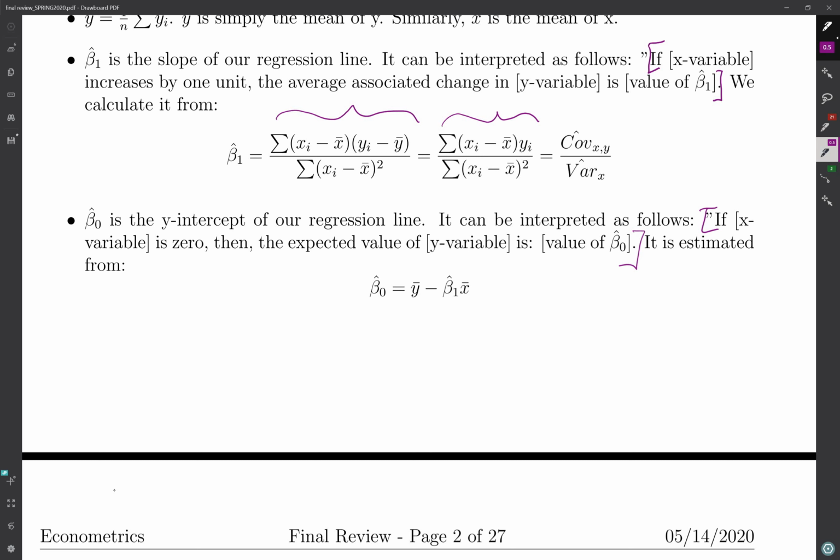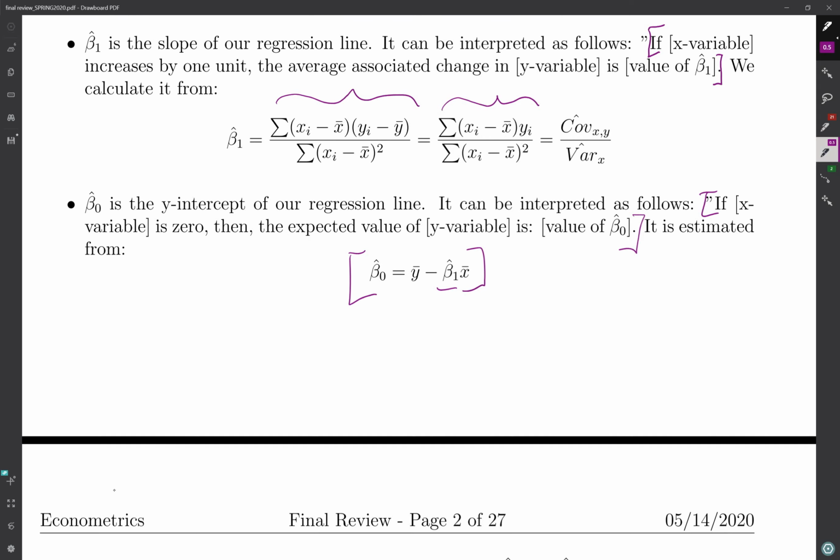If the x variable, whatever it is, is 0, then the expected value of whatever the y variable is, is this beta 0 hat. And we estimate it using this. So this is a lot more simple than the other one. We just take the mean of y, so y bar, minus this beta 1 hat, which we just calculated, and of course, that means we need to calculate beta 1 hat first, times the average of x. And that's it. So beta 0 is a good bit easier to calculate, assuming we calculated this beta 1 correctly in the first place. Okay.